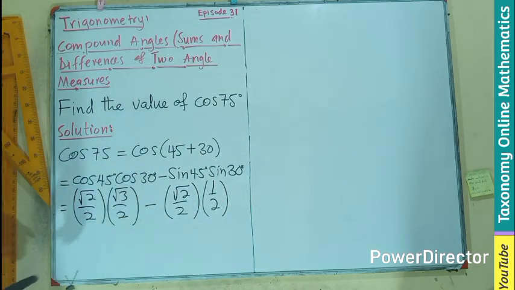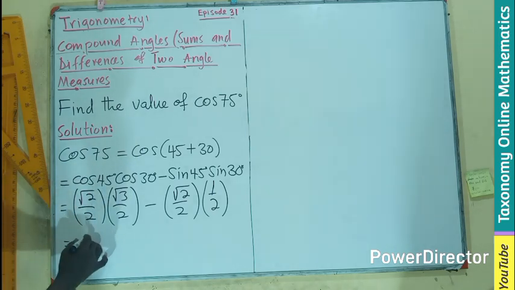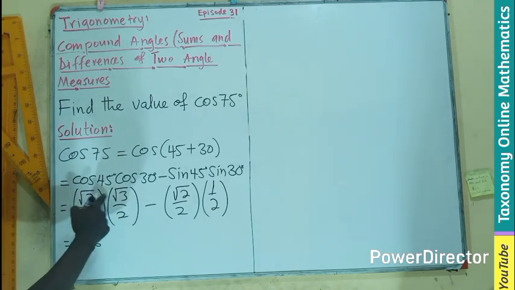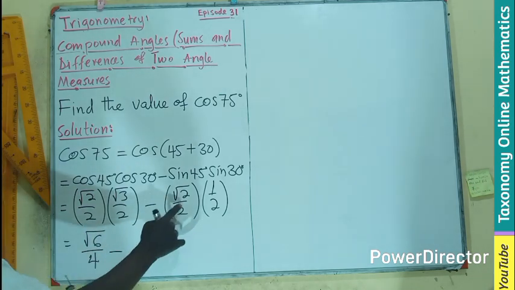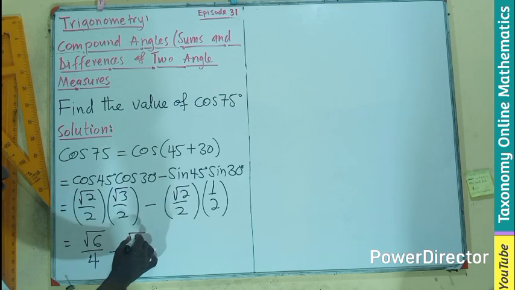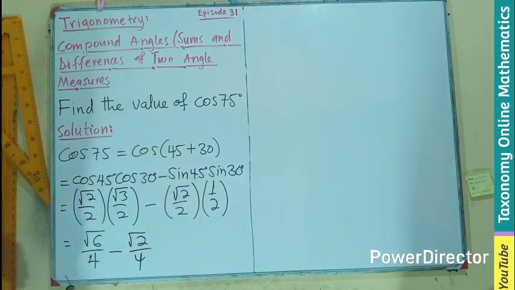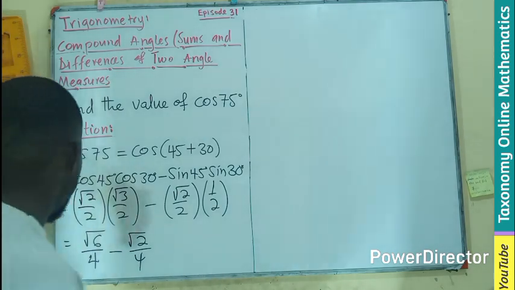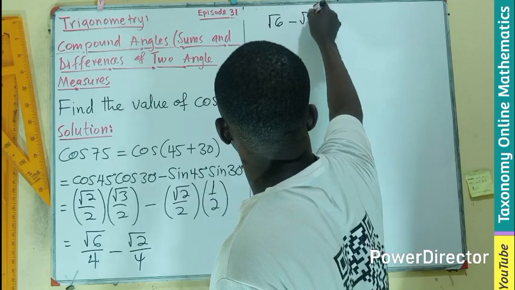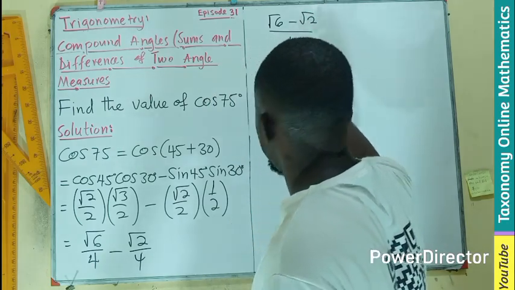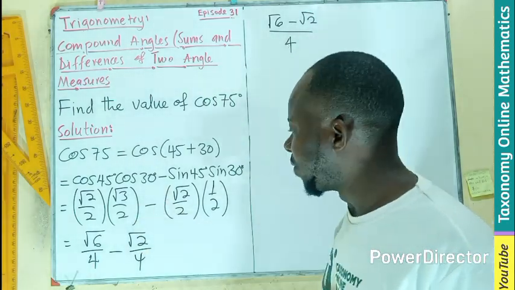Let's multiply further. The roots will multiply, right? So I get the root of 6 in this multiplication, then 2 times 2 is 4. Minus, in the case of this, 1 times this will give you the root of 2, then we have 4. But what will I do from here? I have the same denominator, so I can subtract the numerators. So that becomes the root of 6 minus the root of 2, all divided by 4.